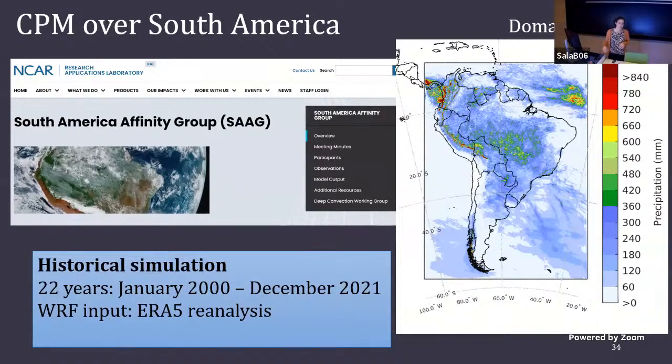I included this slide about a convection permitting simulation that is being produced here in South America under the Research Application Laboratory at NCAR. It's a database that is being stored there and is available to researchers. You need to register and talk to them, but they are very open to sharing this with everyone who wants to develop studies in this region. The historical simulation is done. It's 22 years of this simulation at 4-kilometer resolution, a convection permitting scale, and it was run with the ERA5 reanalysis. If you need more details, you can find that webpage online, and I can give you more details or the contact if you want to access that data.